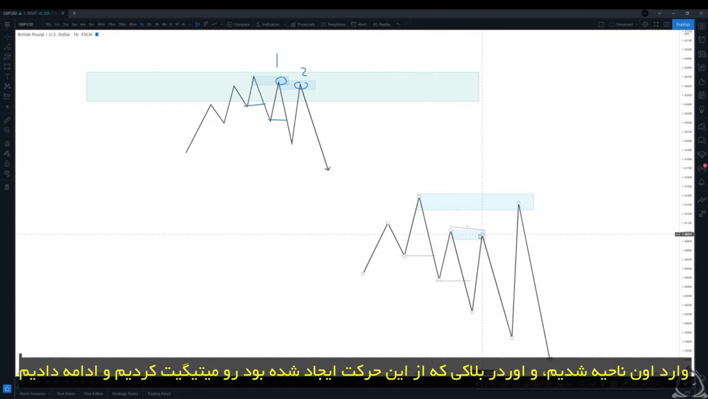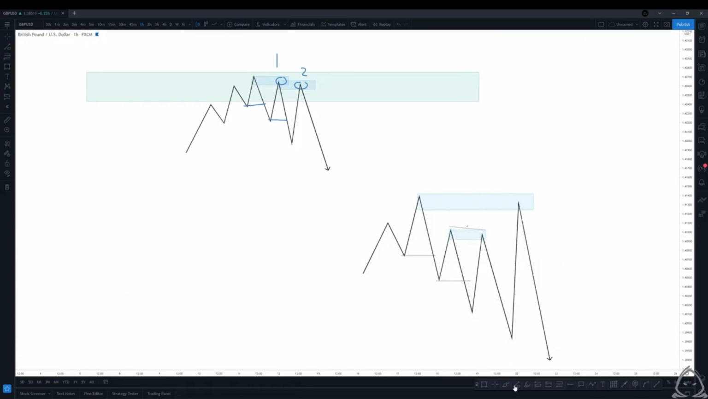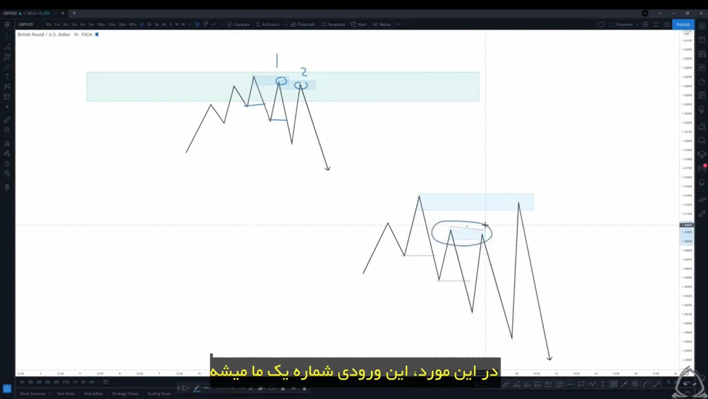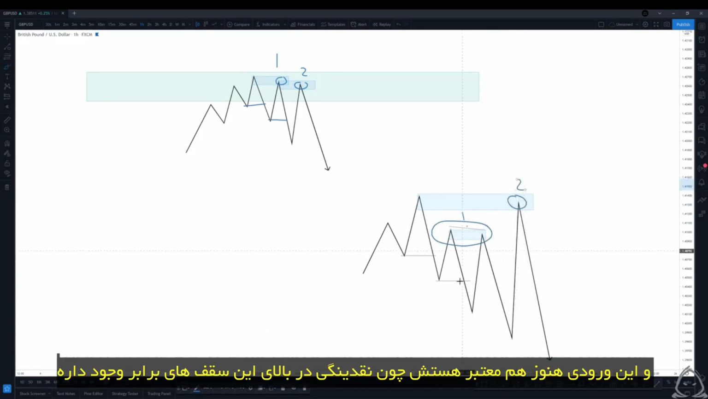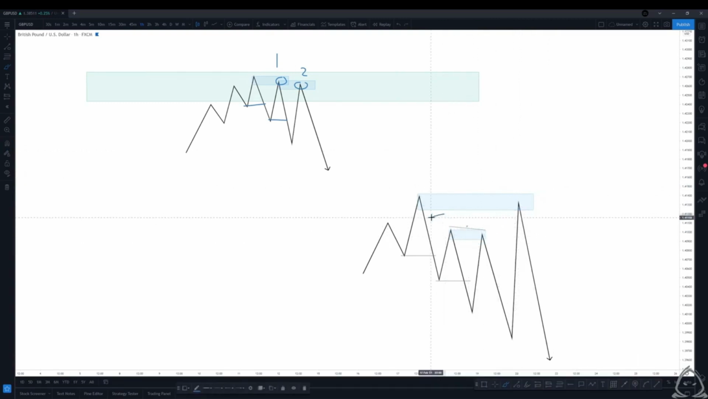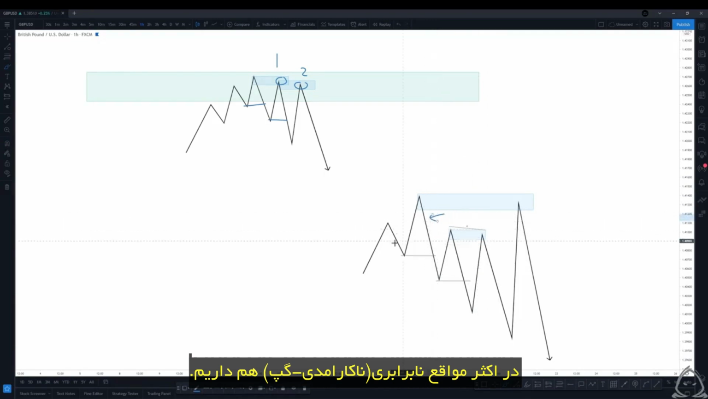We've come in, we've tapped into that, mitigated that order block that was created from this reaction, and then continued. In this case, this would almost be our entry number 1, and then this would be our entry number 2. The reason that this entry would still be viable and valid was because we have the liquidity resting above these two equal highs. More often than not, we have the imbalance as well.